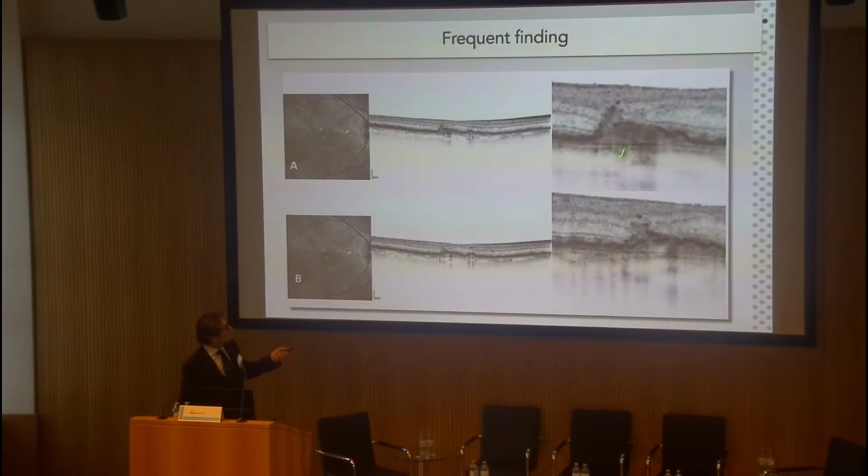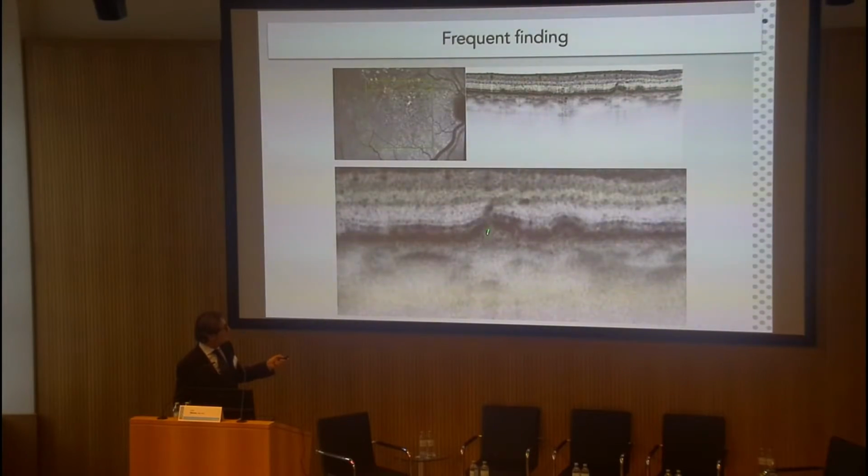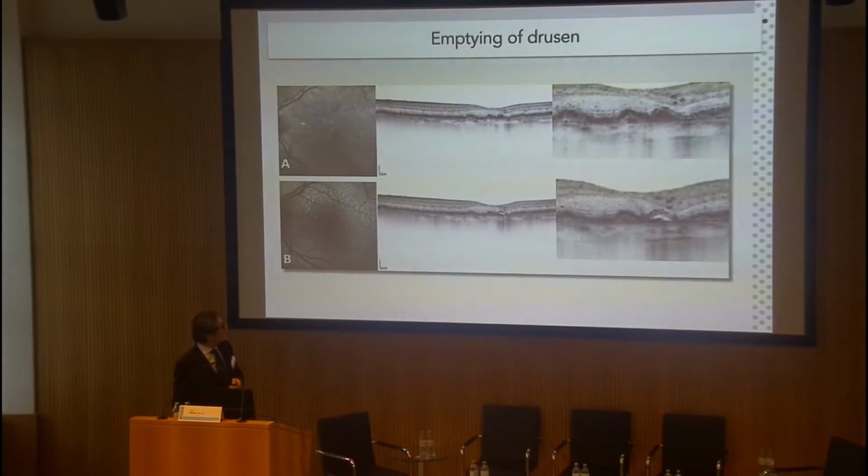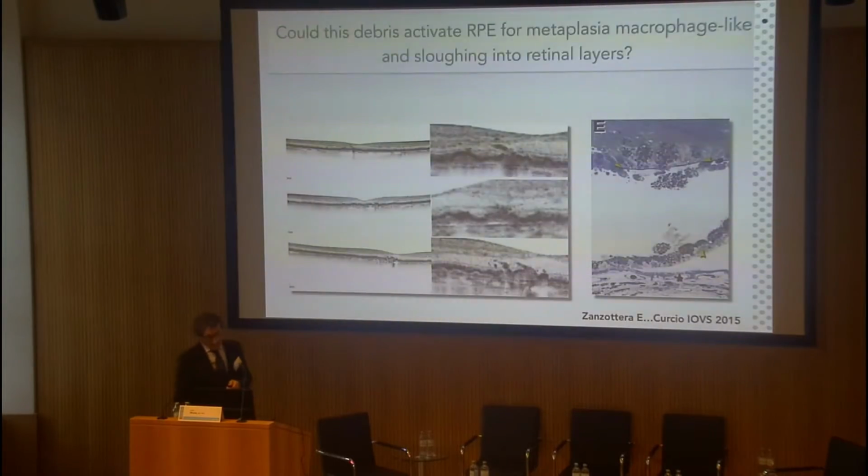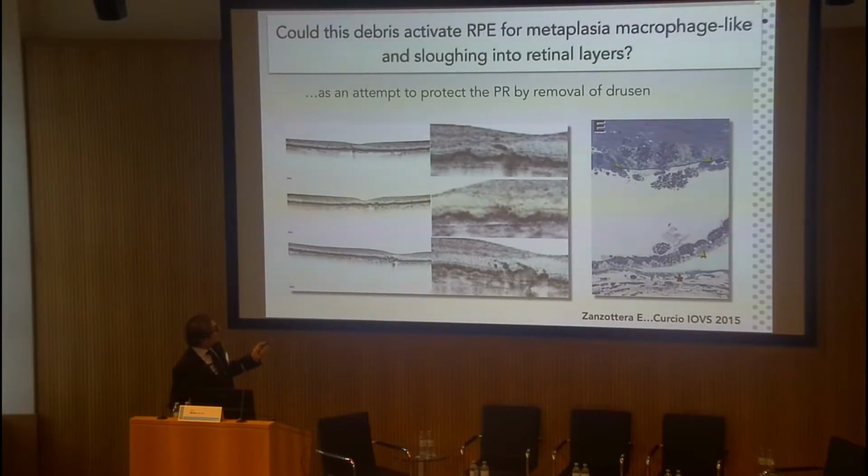So these are very frequent findings. You need to do very dense OCTs, otherwise it can be missed, but it can be found in many OCTs. These defects on the RPE and this material, altogether with hyperreflective dots. We also see this kind of emptying of the drusen in the process. The material gets away, so the drusen becomes like empty.